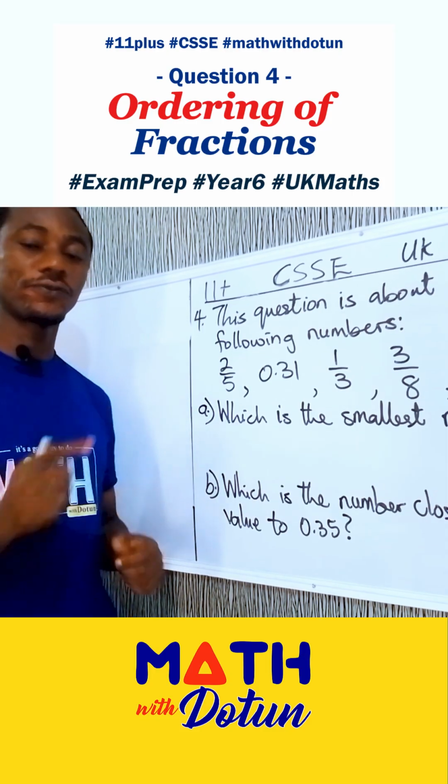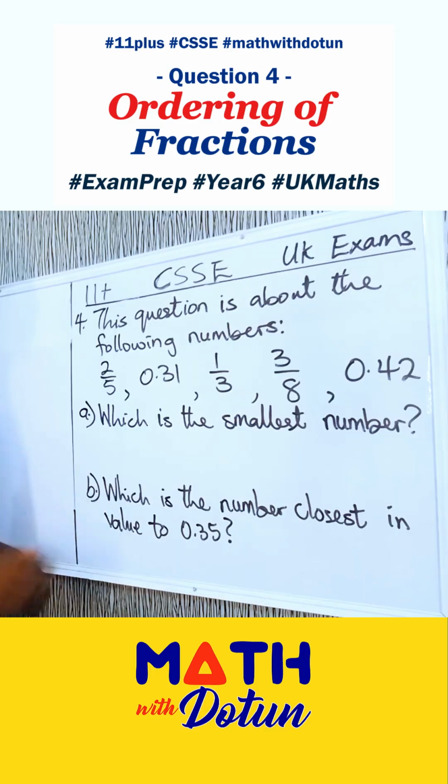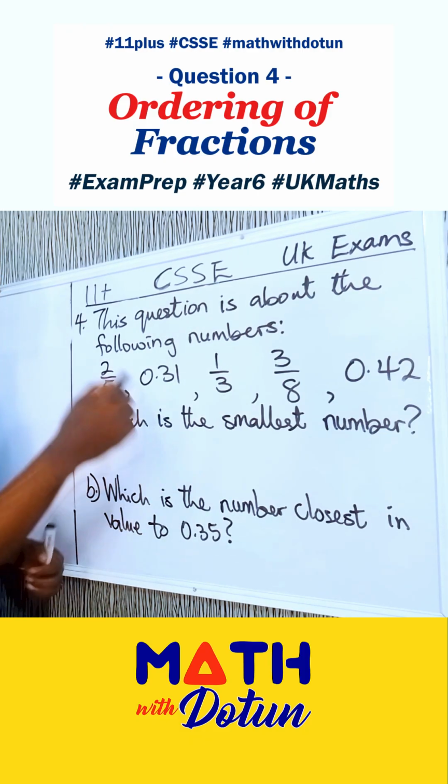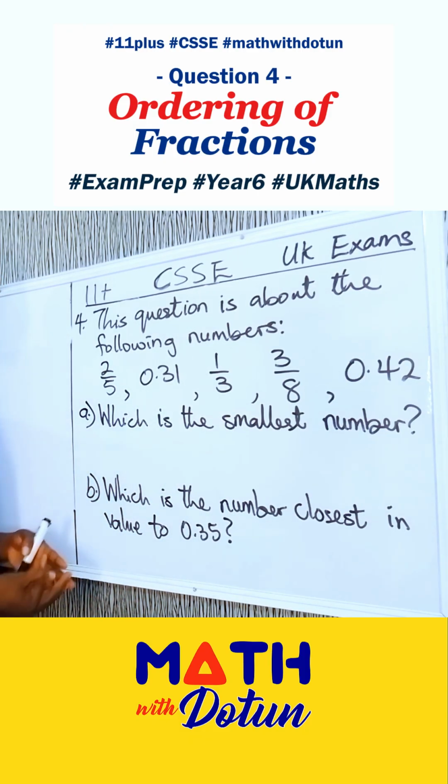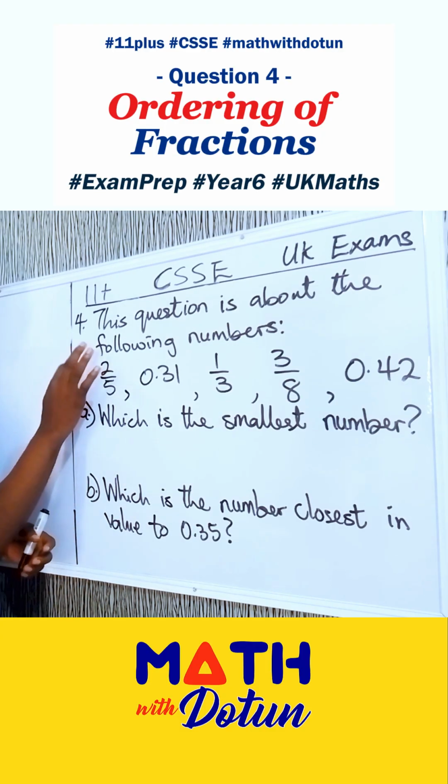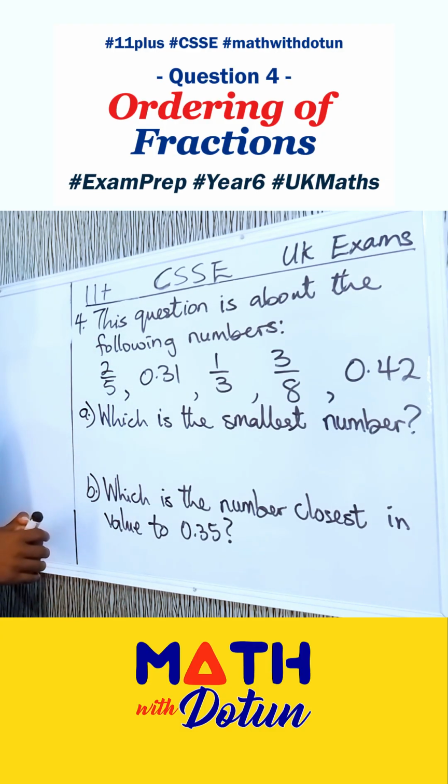This is question number 4. Let's look at it together. This question is about the following numbers. We have 2/5, 0.31, 1/3, 3/8, and 0.42. So the two questions we're going to answer about this set of numbers. Let's look at the questions, then we know what to do.